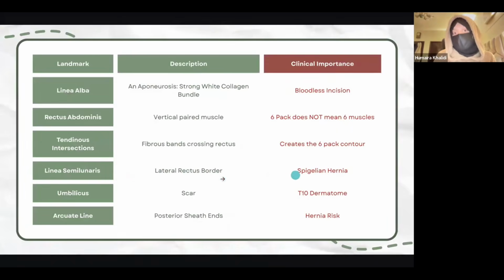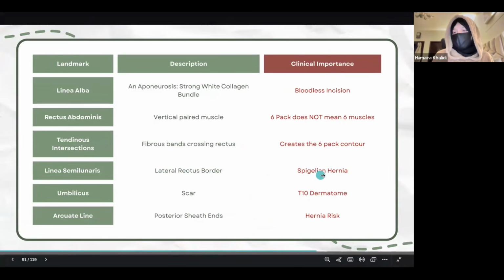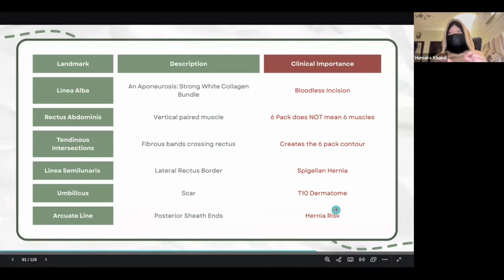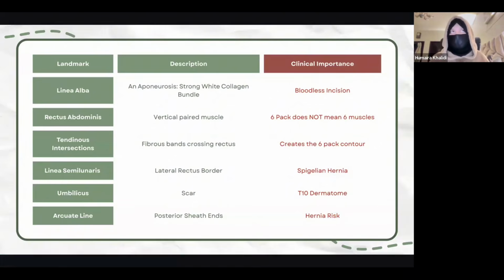Linea semilunaris are the lateral rectus borders. Again, the clinical importance would be in this spigelian hernia. I tried a lot to spell it, but I really can't, so I'm just giving up now. The umbilicus lies in the T10 dermatome. This is very important. You're going to keep taking this until time immemorial.